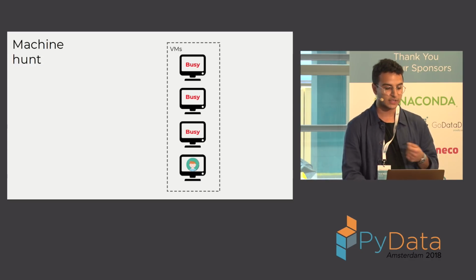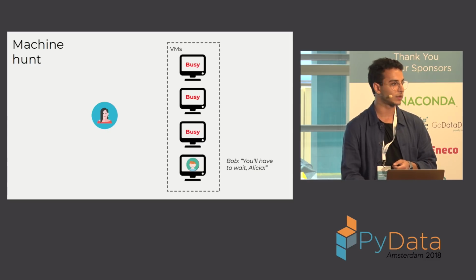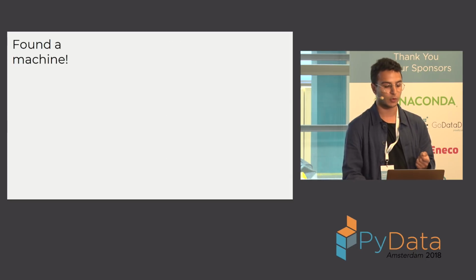So in this case, if you have another data scientist who also wants to use this cluster, it's not possible because all of them are busy. So Alicia will have to wait in this case. She's also not here. So as you might have guessed, we are in desperate need of a proper scheduler. So that's the whole point.